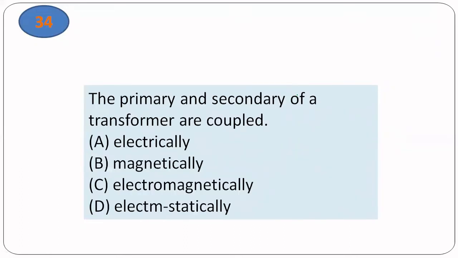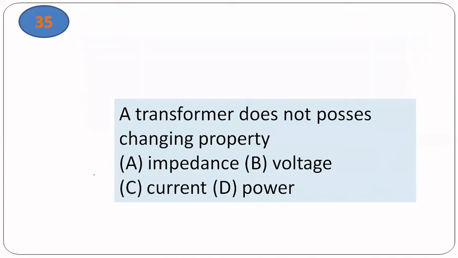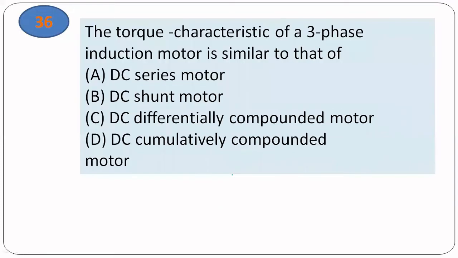So next is again from the machines: the primary and secondary of a transformer are coupled. They are actually coupled electromagnetically. They are not coupled only electrically, they are not coupled only magnetically, whereas they are coupled electromagnetically. Next is the transformer does not possess changing property of power. Okay, so power changing will not be associated with the transformer. Next is the torque characteristics of three-phase induction motor. The torque characteristics of a three-phase induction motor is very similar to that of a DC shunt motor.